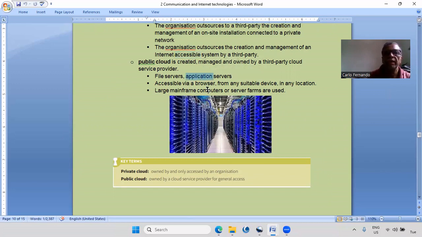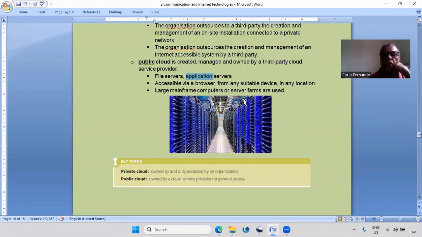So, accessible via a browser. You have to access it through a browser. What browser? A web browser. From any suitable device in any location. Definite advantage, isn't it? You don't have to carry your computer wherever you go. You just need a device with a good internet connection and you can access all your work.